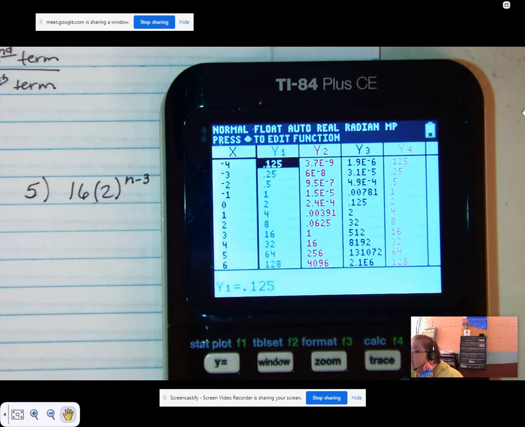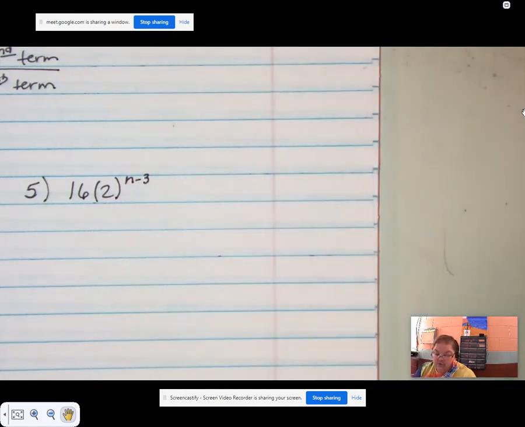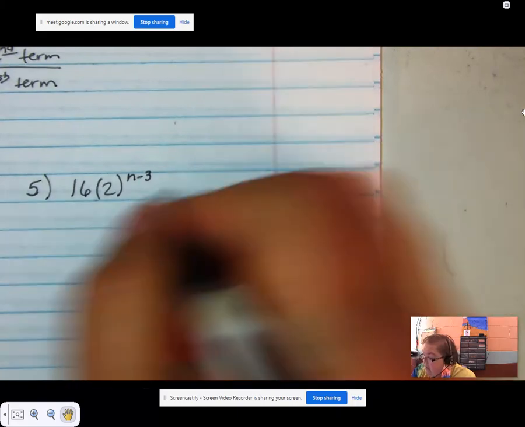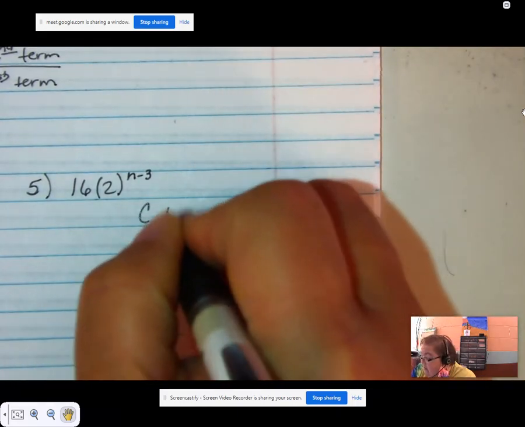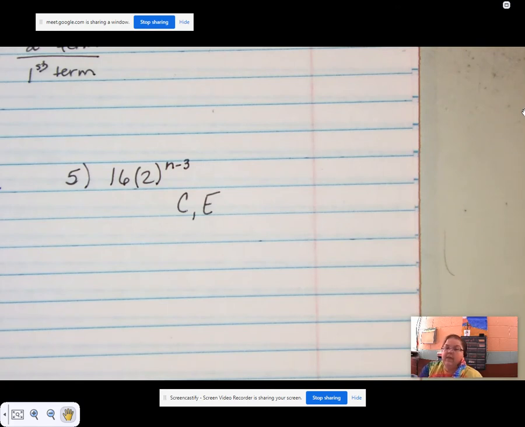The ones that match up to your y sub 1 are the ones that work. And the answers there should be C and E. So you're looking for the ones that match up to your first one. Questions about that? If you're looking for anything that's equivalent, you can type in, use that y equals, wear that calculator out, and look for those exact columns.